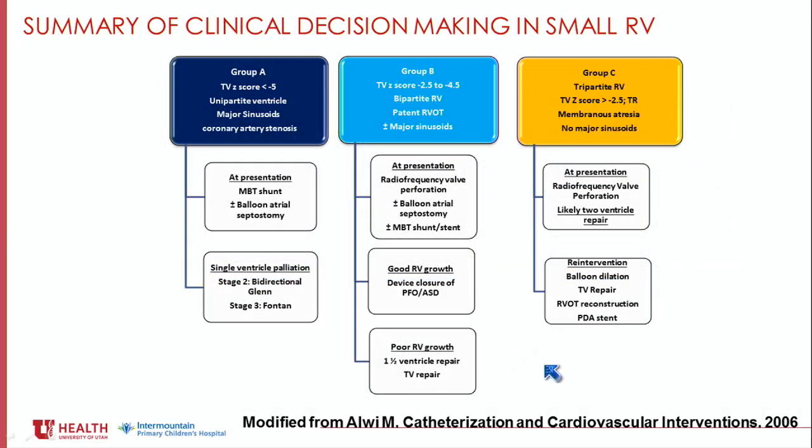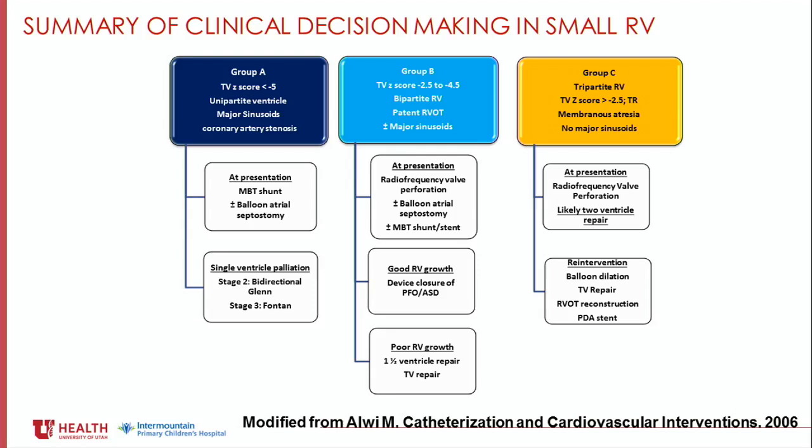And the way we break this down is that if you have a tricuspid valve Z-score that's really small, so less than -5, those are unipartite ventricles. Those patients almost always have coronary sinusoids, and they move down a single ventricle path. This group over here, we'll call group C, those are the tripartite ventricles. Z-scores are bigger, so greater than -2.5. They oftentimes have tricuspid regurgitation.